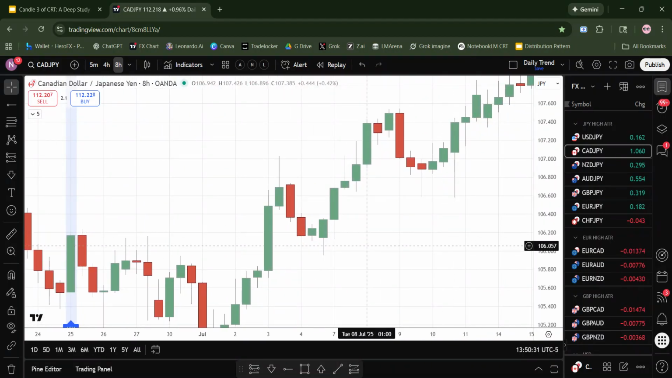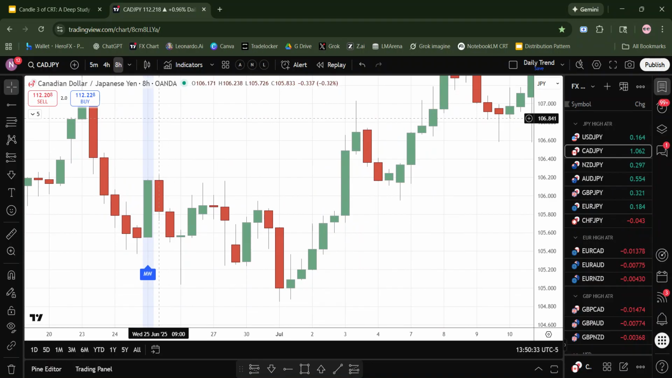Okay, and this is an 8-hour chart, so let's remember that. And this is actually the candle range theory. Candle 1, candle 2, that sweeps that low, closes inside. Candle 3, right there. It's 8 hours of straight rise. So let's take a look at it.